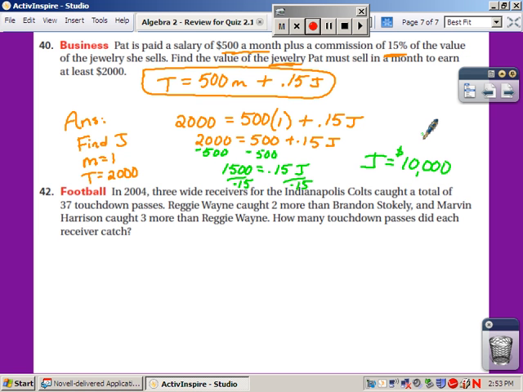So if she wants to make $2,000 in a month, then she needs to sell at least $10,000 worth of jewelry. What's nice is because you're doing an inequality, it doesn't have to mean she has to sell exactly 10,000. I'm sure she could want to sell more. So you could actually say that she needs to sell greater than or equal to $10,000. It's a very practical, real-life situation.